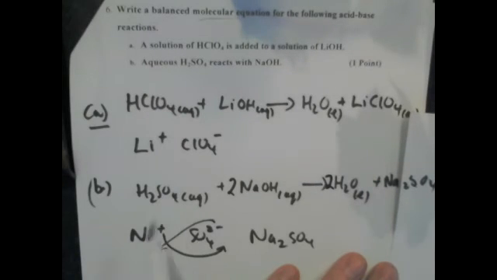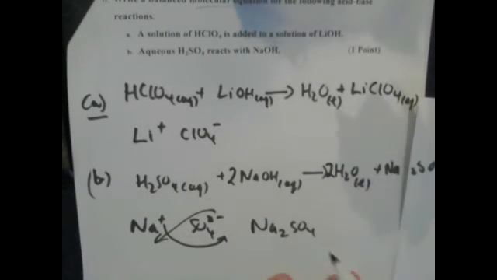1 sulfate, 1 sulfate, 2 plus 2 gives me 4 hydrogens. 2 times 2 gives me 4 hydrogens. And then I've got 2 oxygens over here and 2 oxygens over there. So a little trickier on the second one there, but the real key is you've got to work to figure out what the formula is of that ionic compound.